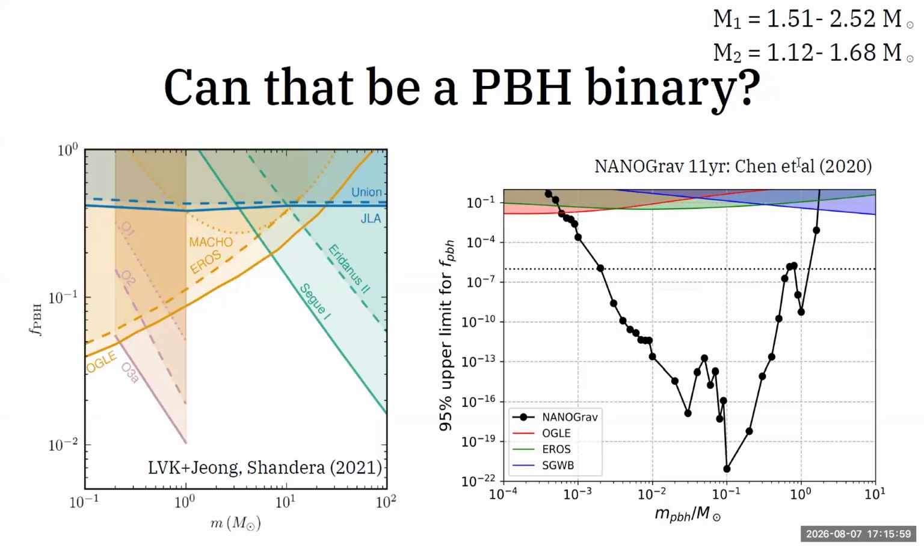They must have produced gravitational waves, which are detectable by NANOGrav, the pulsar timing array. By non-detection by NANOGrav in 11 years, we have a strong bound on primordial black holes. So it cannot be primordial black holes.